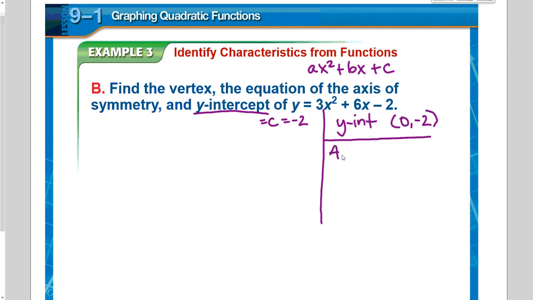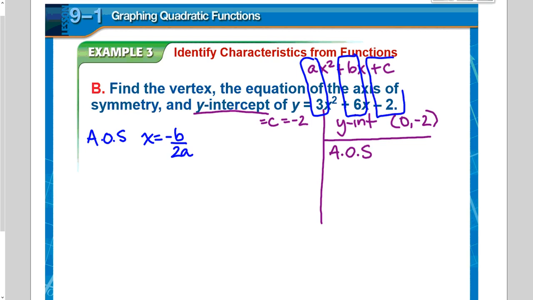So there is the AOS. There is a formula for that. The AOS has a formula: x is equal to -b over 2a. Okay. So when we look at our equation, what is a? Good, 3. And what is b? 6. Be sure that you are always including the sign. So remember when we had c, we must include the negative in front of it.